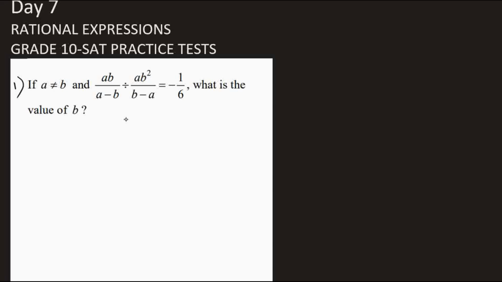Now, we want to find the value of B, so this is division. We just convert this to multiplication by exchanging the top and bottom of this fraction. That is how we convert to multiplication. So I flip this up and down and I copy this one the same, AB over A minus B, now equals minus 1 over 6. So now I'm done flipping it up.